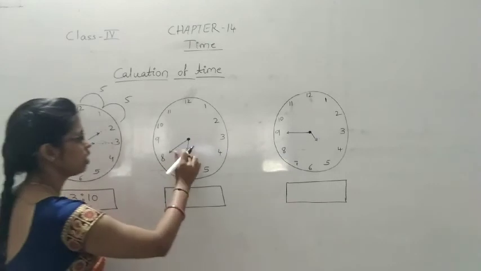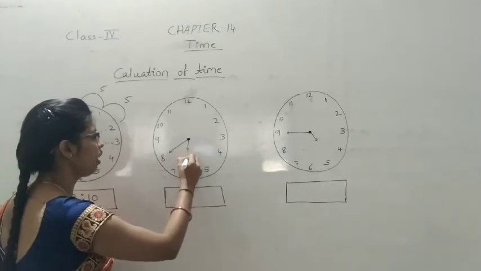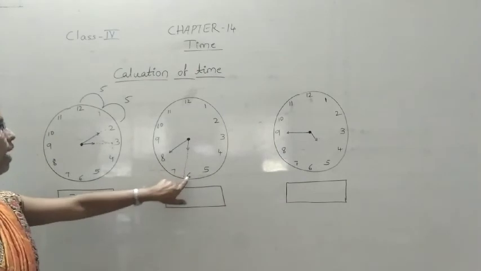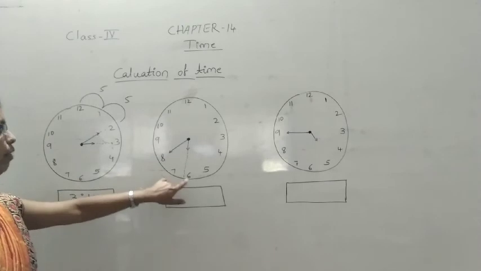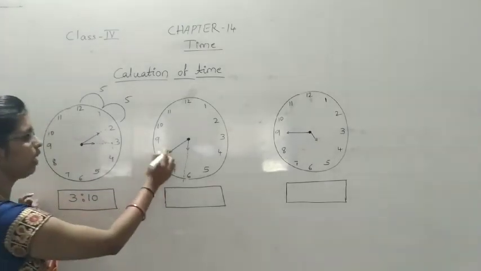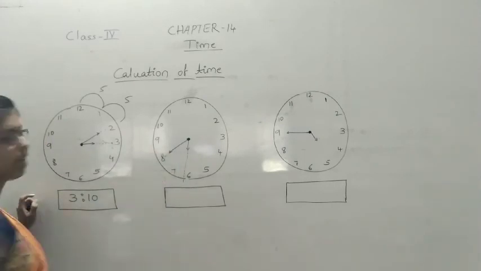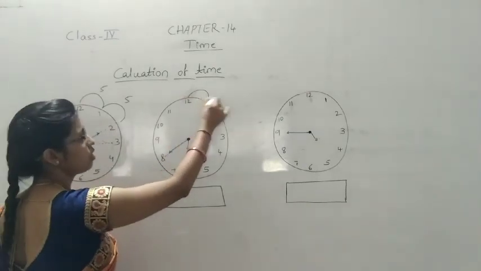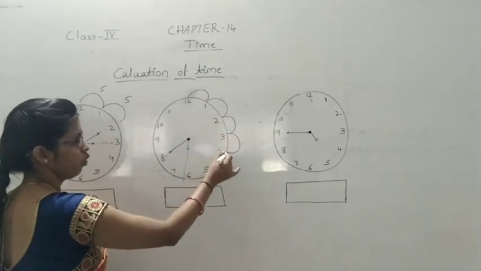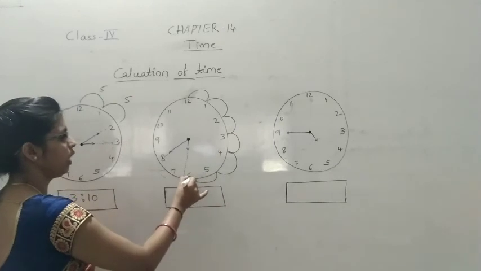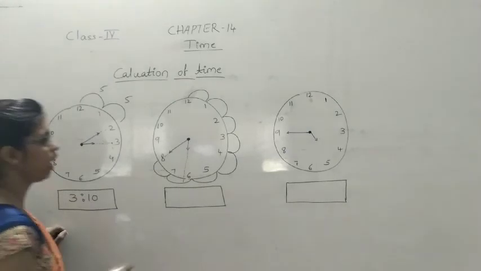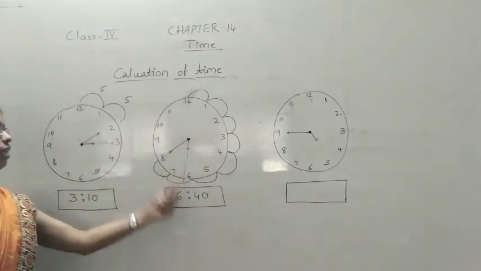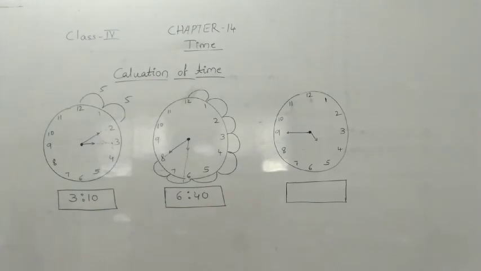Okay. See, second one. The small needle is in between 6 and 7. And the big needle is exactly at 8. Big needle exactly at 8, but the small needle in between 6 and 7. See here, here to here 5 minutes, 10, 15, 20, 25, 30, 35, 40. That is 6 o'clock 40 minutes. Now the time in this clock is 6 o'clock 40 minutes.